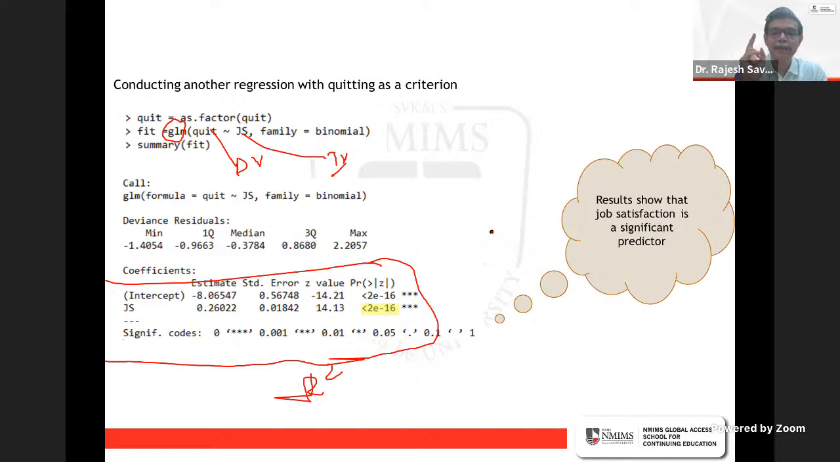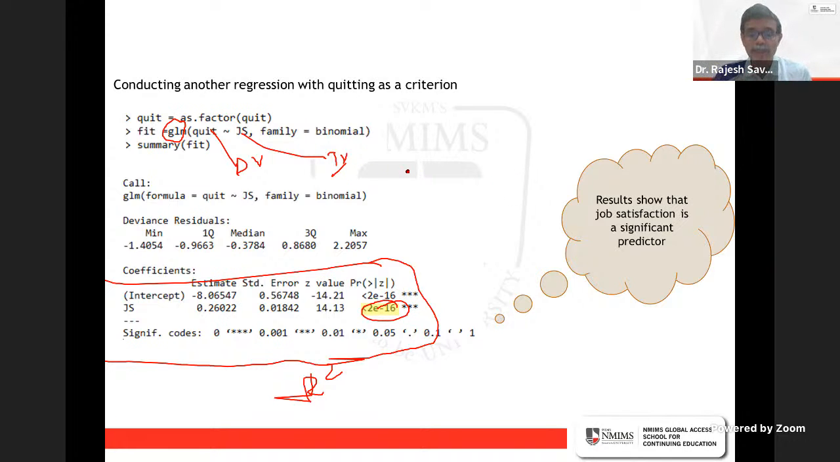Regression can be calculated by two methods. One is ordinary least squares, the other is log likelihood, also called, correct, perfect, MLE, maximum likelihood estimation. It is popularly known as maximum likelihood estimation, MLE. So OLS and MLE, and that's why there's no R square here. And this is also significant, which means job satisfaction is predicting attrition.